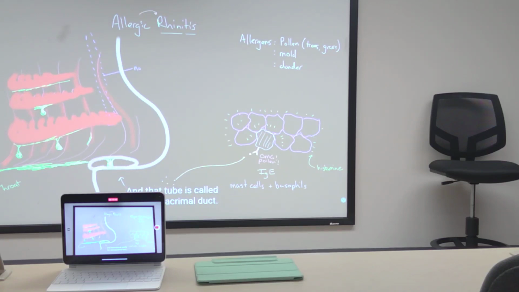And that tube is called the nasolacrimal duct. And it connects your nose to your eye. And its job is to drain the tears out of your eye and into your nose where you don't even notice them. Now, when that duct gets swollen shut, the tears don't have anywhere to go.